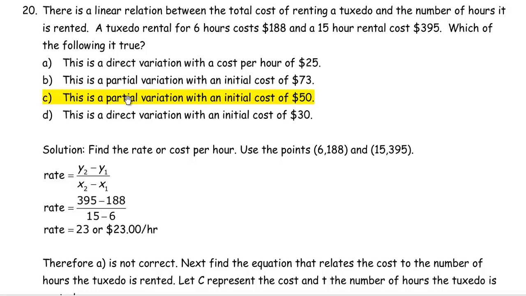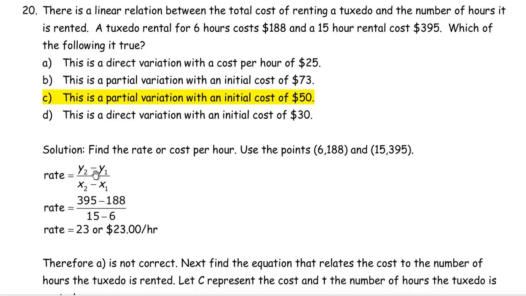So if I did not know that C was the correct answer, I would probably start with finding the rate, or the cost per hour. And remember, a 6-hour rental costs $188, so we'd use (6, 188) as one point. A 15-hour rental costs $395, so (15, 395) is the other point. So here's my slope formula, or rate formula.